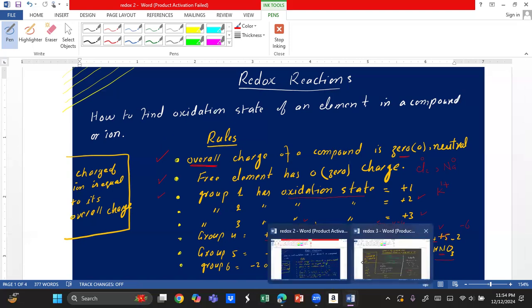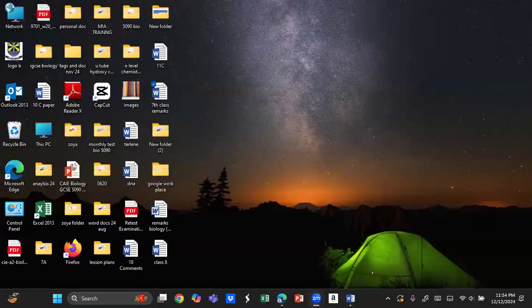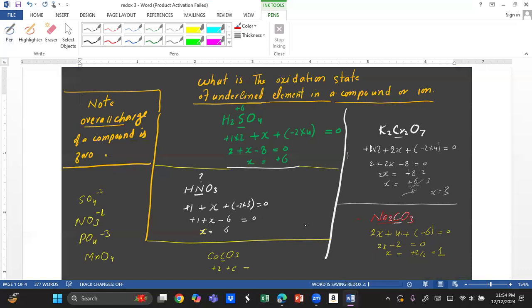Right. Now we are moving to the next page, that is how to find the oxidation state of any element or oxidation state of any atom in an ion.